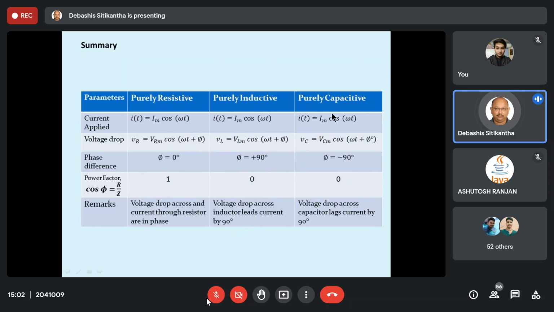Next, if we discuss the purely capacitive circuit, your phi, that is the phase difference between the voltage signal and the current signal, is going to be minus 90 degrees. Again, your power factor is equal to cos of minus 90 degrees, which is equal to 0, so it is written as 0 over here. Lastly, regarding the remark, the voltage drop across the pure capacitor lags the current passing through the pure capacitor by 90 degrees. So this is all we have studied by now.